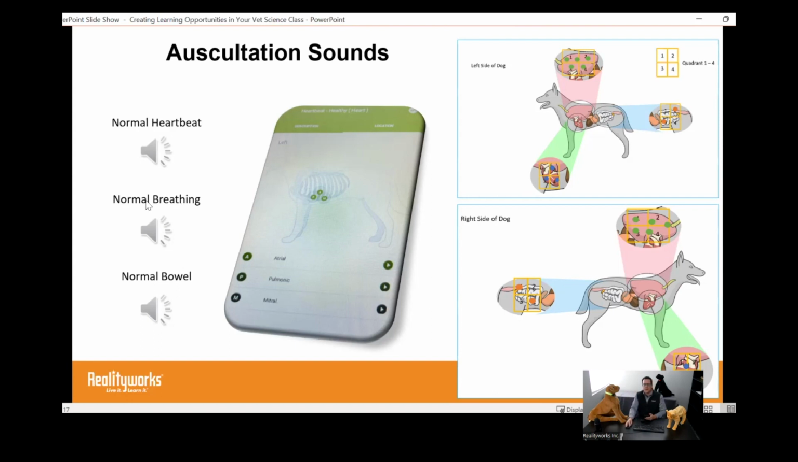Then we also have breathing. So if I would go into the breathing, you can then look, okay, where do I need to be placing my stethoscope for the breathing? And this is just the sound of the normal breathing for the dog.